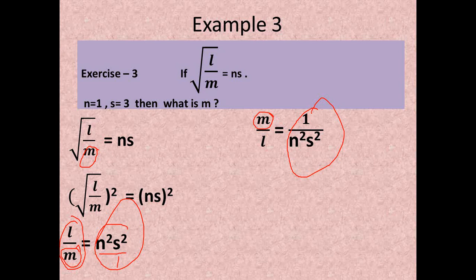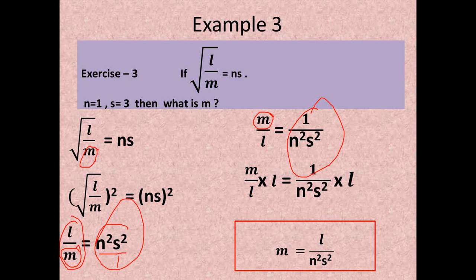Now very simple. How will you remove the L? You multiply both the sides by L and you get m is equal to L upon n square s square. Now using the values of n and s, find what is m. Will you get your answer m as a number, or will you get the value of m in terms of L? Give the answer. Thank you.